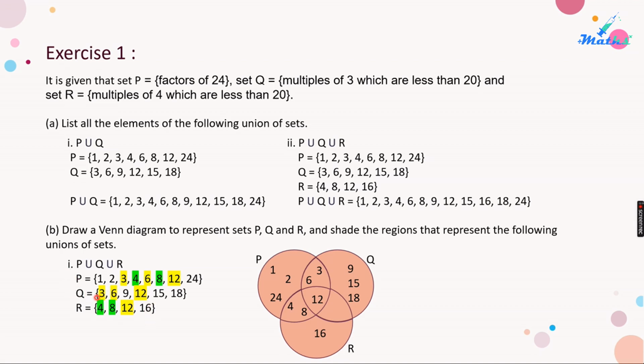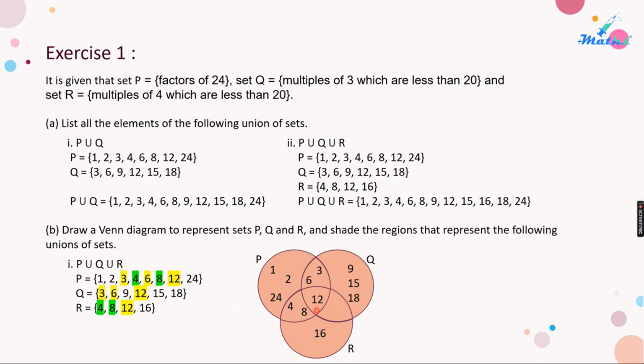For set P and set Q, we have the same elements, which are 3, 6, and 12. So we write down the 3, 6, and 12. For the 12, these 3 sets have the same element.